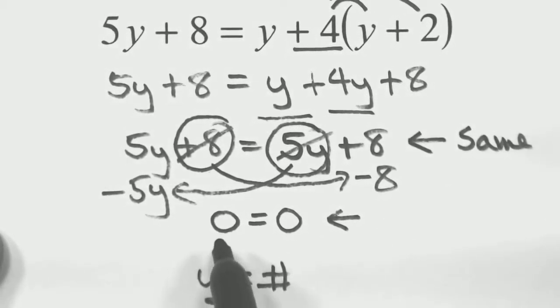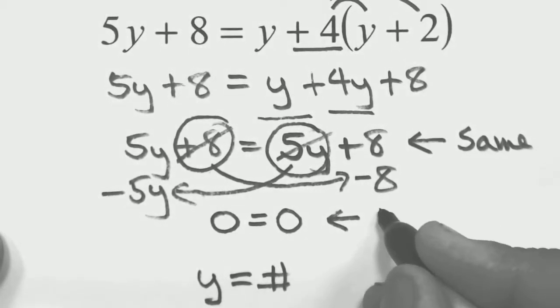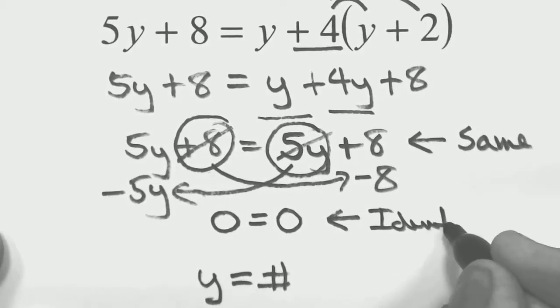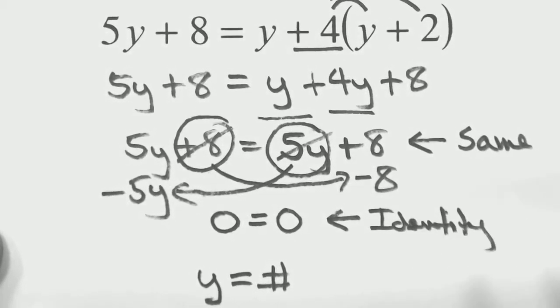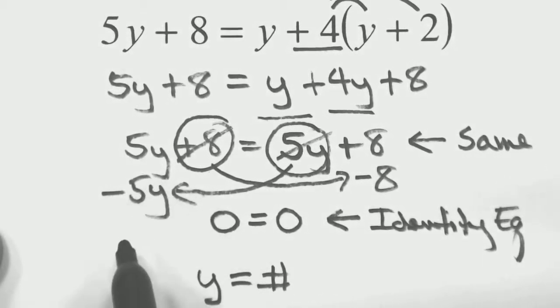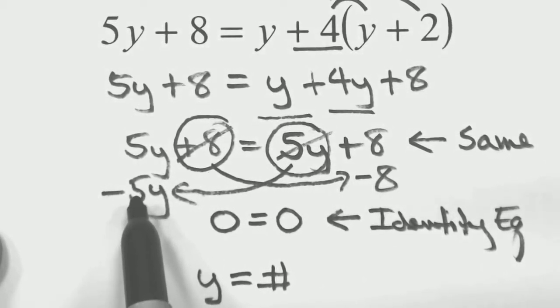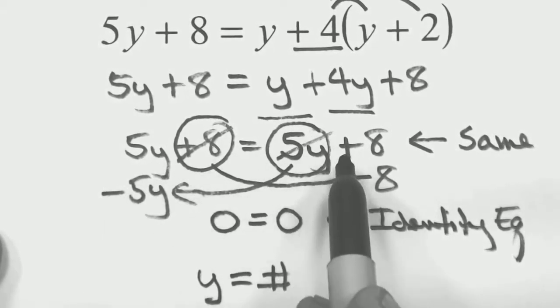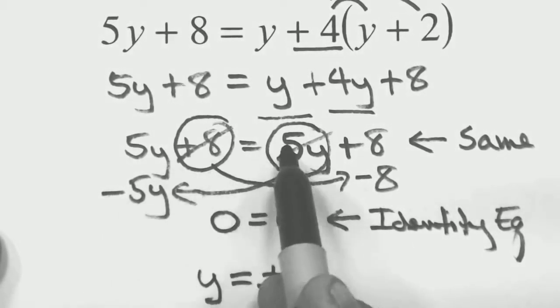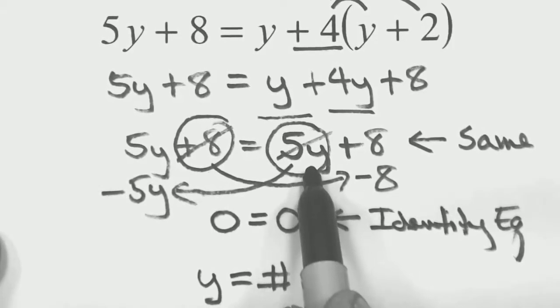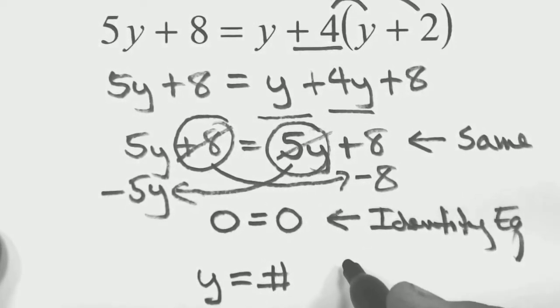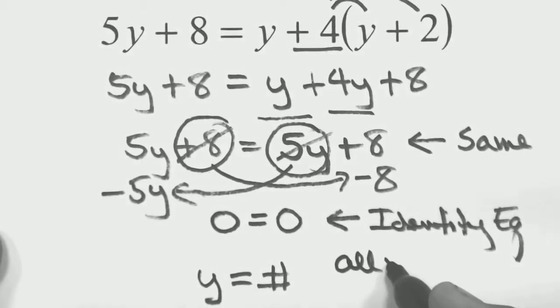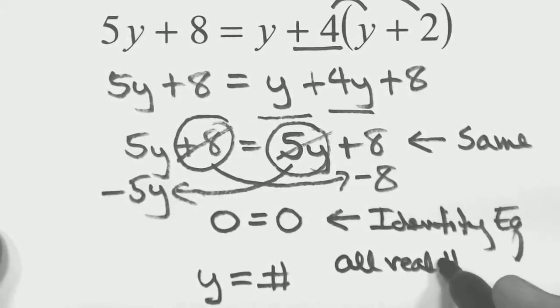Well, when you end up with both sides being the same like this, 0 equals 0, and no variables, that means you have what's known as the identity equation. And what happens here is officially any value of y would work, because since the sides are the same, any value you plug into both sides, they'll still be balanced. So when you get the identity equation, the official answer here is all real numbers.